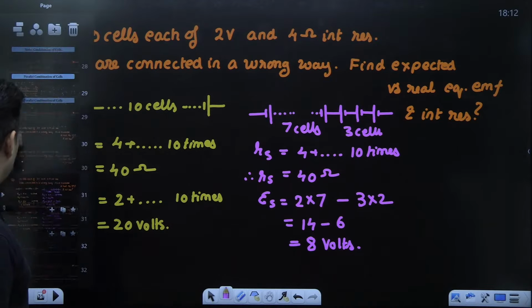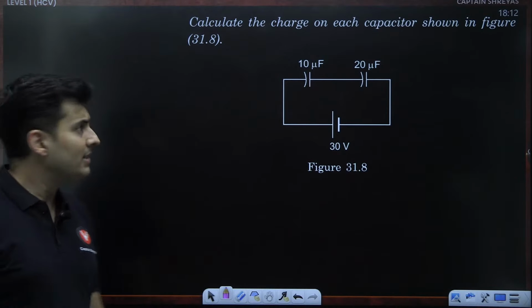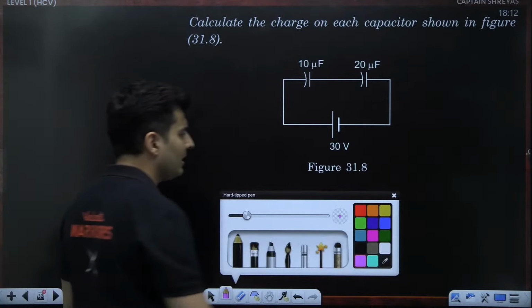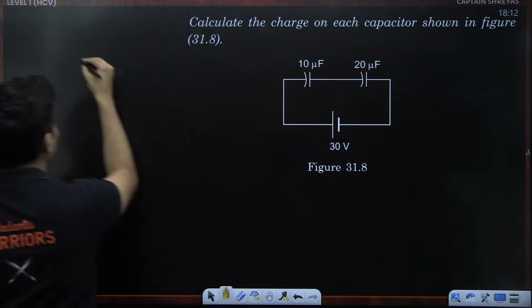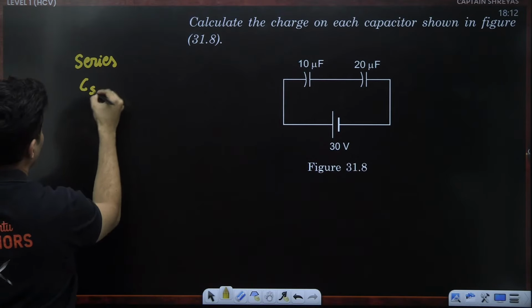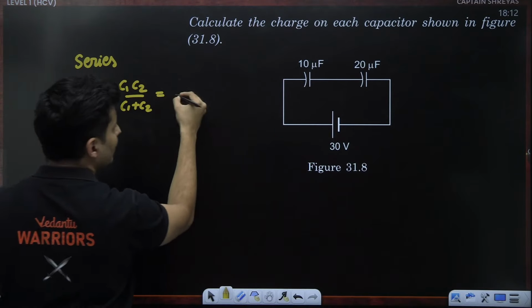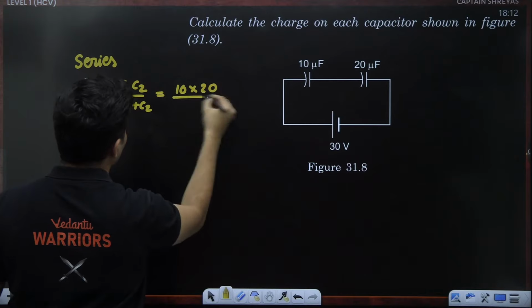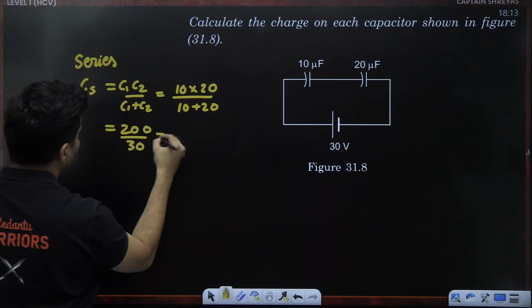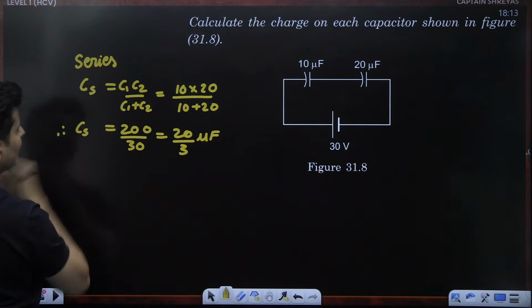Awesome. Let's see some questions coming up on your screen. Calculate the charge on each capacitor as shown in the figure. As you can see over here, both the capacitors are in series, no doubt. So the net capacitance in series will be C1 C2 divided by C1 plus C2. There are only 2 capacitors, so 10 into 20 divided by 10 plus 20. It will be 200 divided by 30, which is 20 by 3 microfarad. That is your equivalent capacitance.